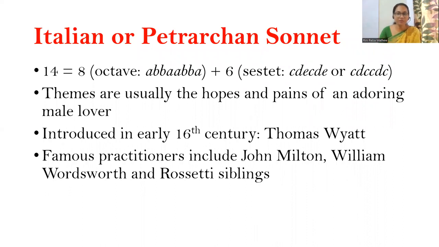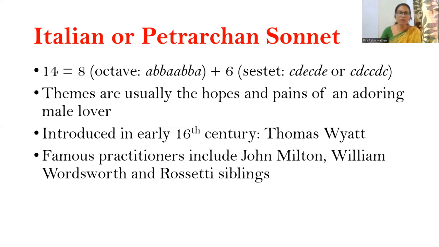So what is the Italian or Petrarchan sonnet? Basically, the difference lies in the stanzaic form. The Italian or Petrarchan sonnet is divided into two stanzas, an octave and a sestet. If you're familiar with stanzaic forms, you know an octave is an 8-line stanza and a sestet is a 6-line stanza. Combining the 8-line stanza and the 6-line stanza gives a 14-line poem, which we call an Italian or Petrarchan sonnet.